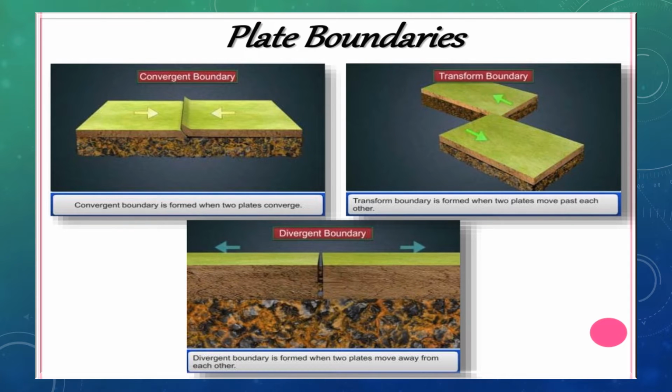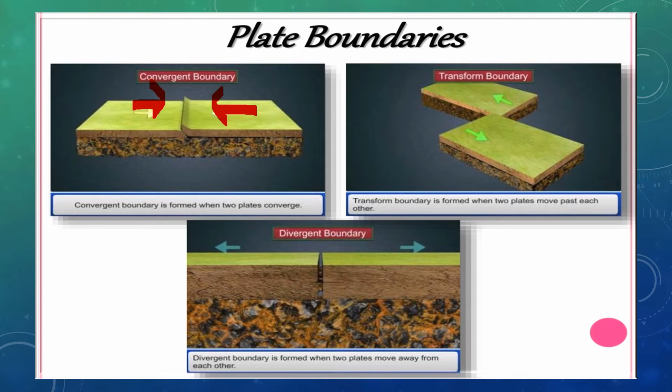So this was the first one, convergent plate boundary. That is when 2 boundaries move towards each other. It is called a convergent plate boundary. You can see here, this plate is moving this direction, this plate is moving in this direction. So when they are moving towards each other, they are converging. A convergent boundary is formed when 2 plates move towards each other.